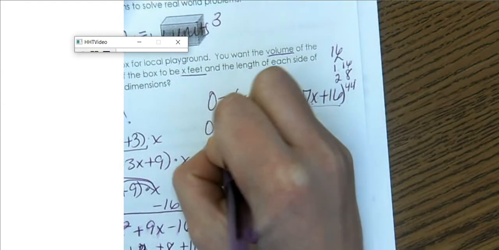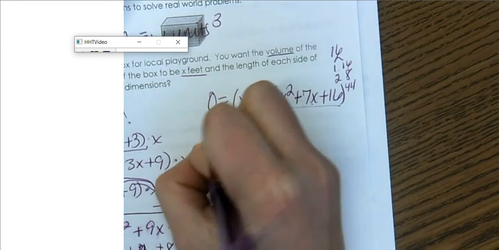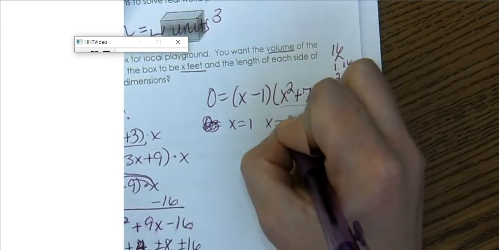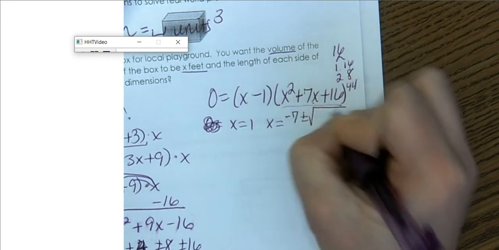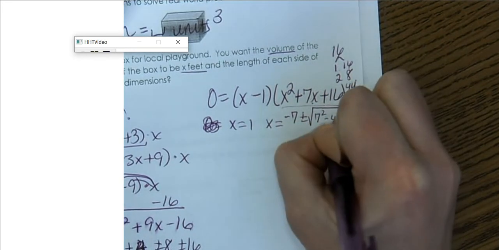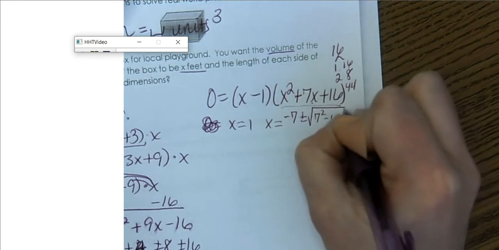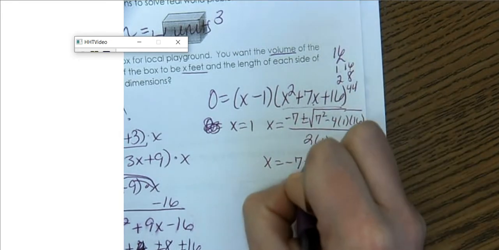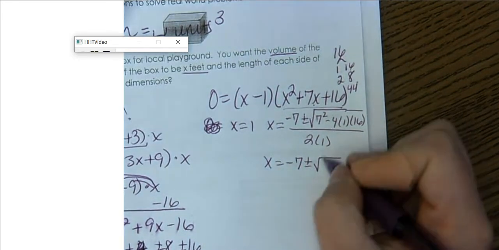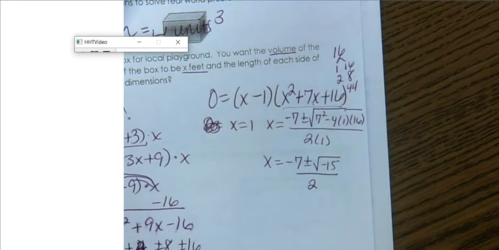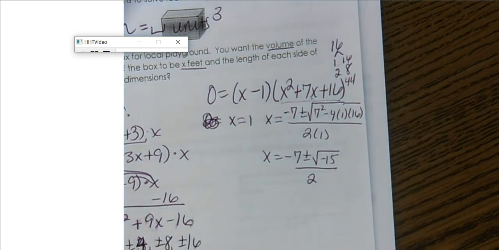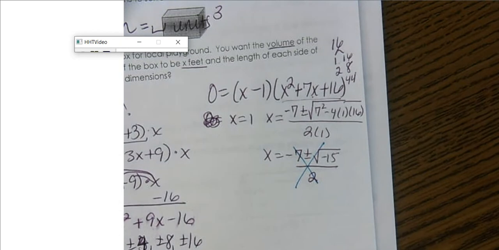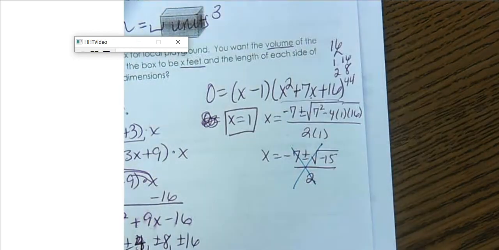So far my zeros are x equals 1, and now I'm going to use the quadratic formula, which is x equals the opposite of b, which is negative 7, plus or minus the square root of b squared, so that's 7 squared, minus 4 times 1 times 16. This is all over 2 times 1. So I end up with x is equal to negative 7 plus or minus the square root. And if we put this into our calculator, we end up with negative 15 under the root, over 2, which is imaginary. And that doesn't make any sense for this particular problem with context. So therefore, the answer is no, that does not work at all. And our only solution is x equals 1.